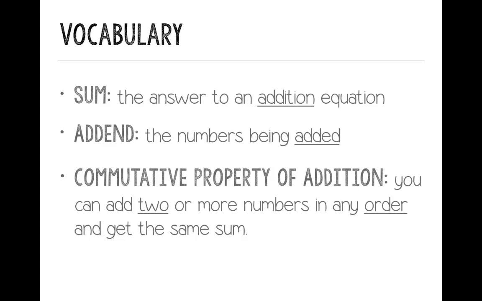Commutative property of addition. This tells us that you can add two or more numbers in any order and get the same sum. If I add 2 plus 3, I get 5, and if I add 3 plus 2, I still get 5. It doesn't matter what order I add them in.